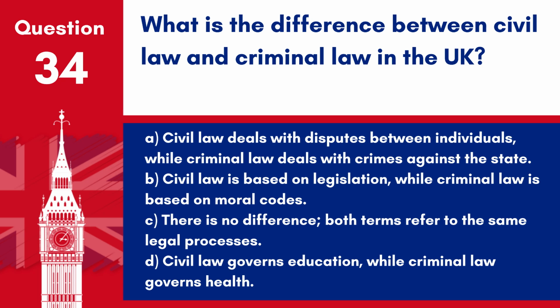A. Civil law deals with disputes between individuals, while criminal law deals with crimes against the state. B. Civil law is based on legislation, while criminal law is based on moral codes. C. There is no difference. Both terms refer to the same legal processes. D. Civil law governs education, while criminal law governs health.